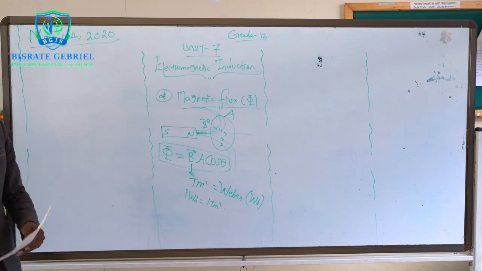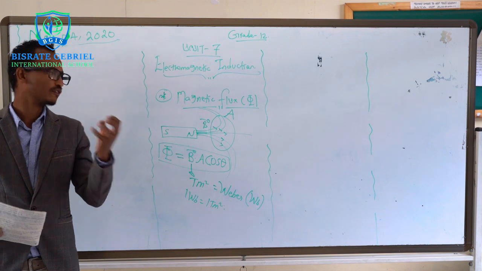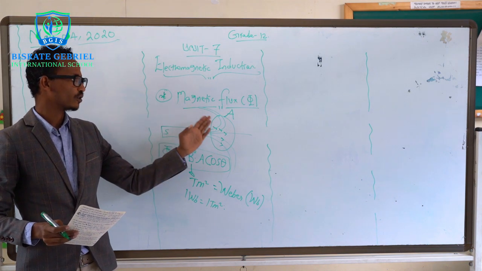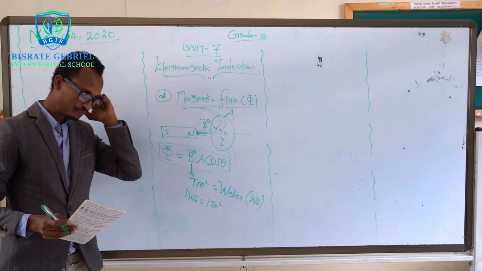Therefore, in general, magnetic flux is a measure of the number of magnetic field lines that cross or penetrate a region of any area A.